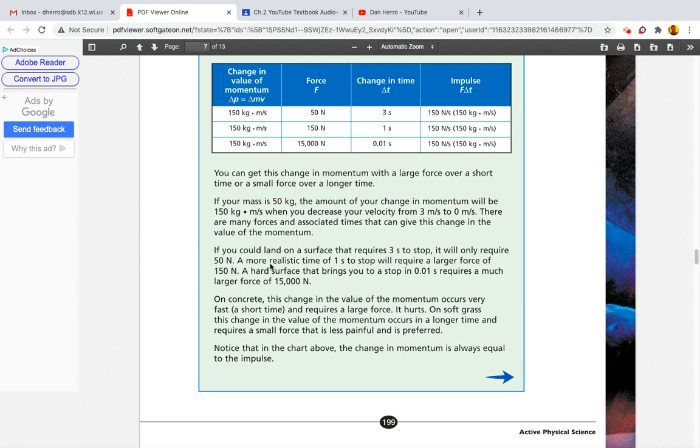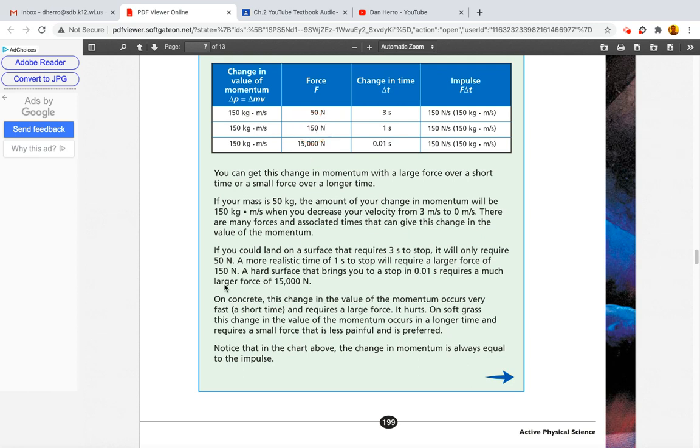Here it is, guys. If you could land on a surface that requires 3 seconds to stop, so we're using the chart, so look for 3 seconds right here. It will only require 50 newtons. How do we know that? Because we found 3 seconds on the chart, and there's 50 newtons right in the same row. All right. A more realistic time of 1 second to stop, right here, will require a larger force of 150 newtons. How do we know that? We looked at 1 second, and there's your 150 newtons.